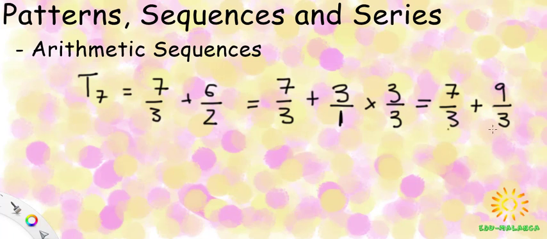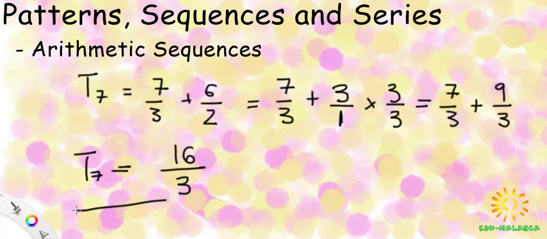We now have them to the lowest common denominator, so we can solve. T7 is equal to 7 plus 9, that's equal to 16 over 3. We've now solved for the 7th term of this arithmetic sequence.